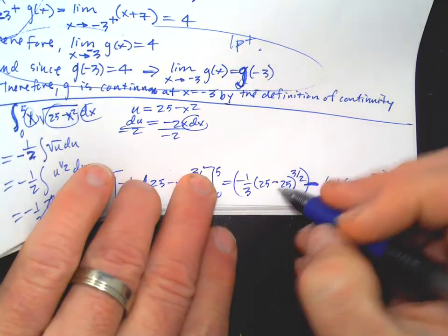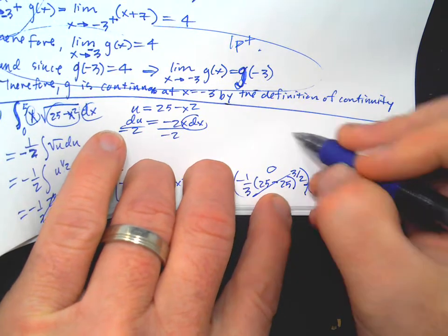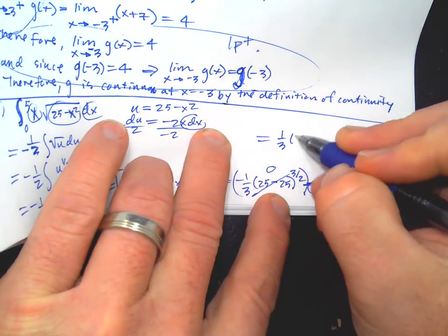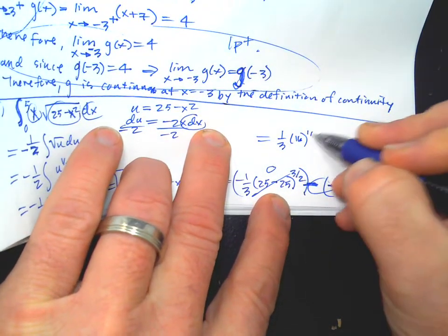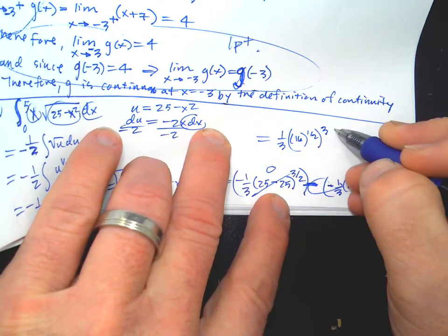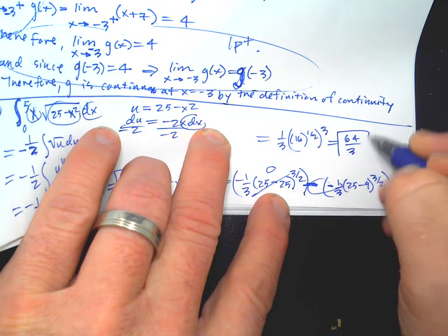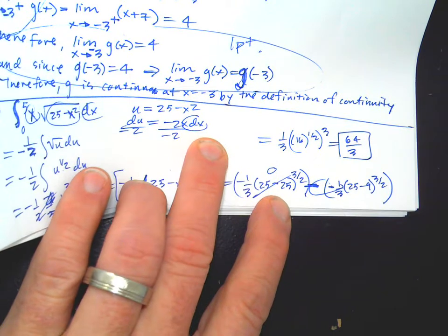Now that's 0, right? And minus minus is plus. And this is going to be 16. So we're going to have 1/3, 16 to the 3/2. I would do the 1/2 first and then the 3. So square root of 16 is 4, cubed is 64. This is going to be 64 thirds, but I've made a mistake somewhere.